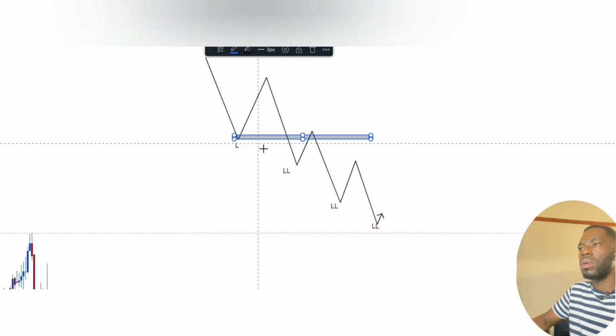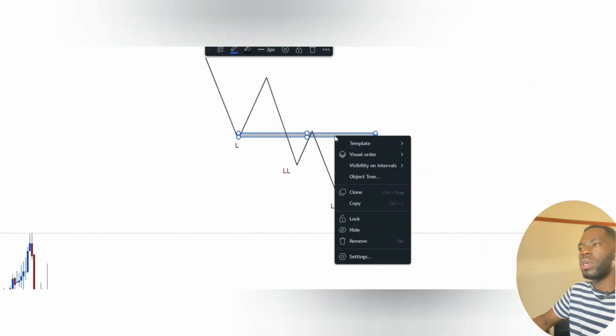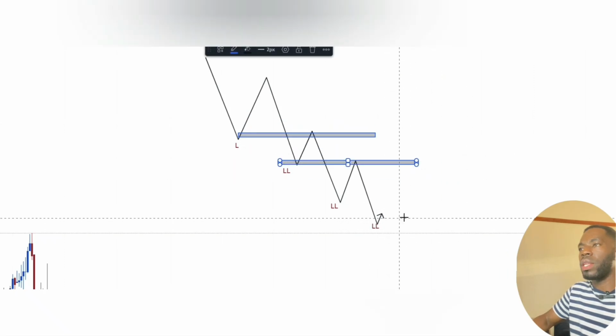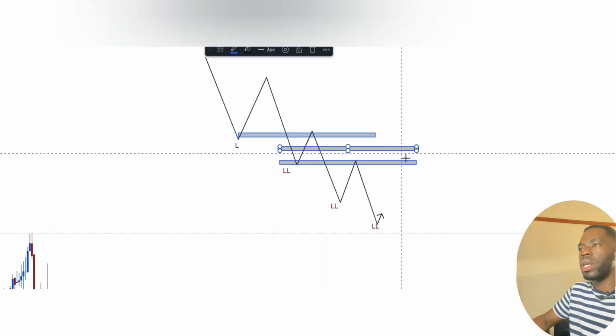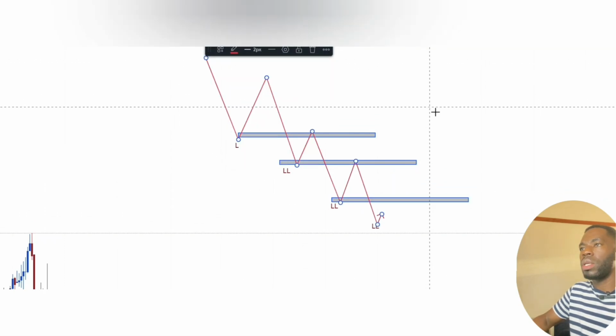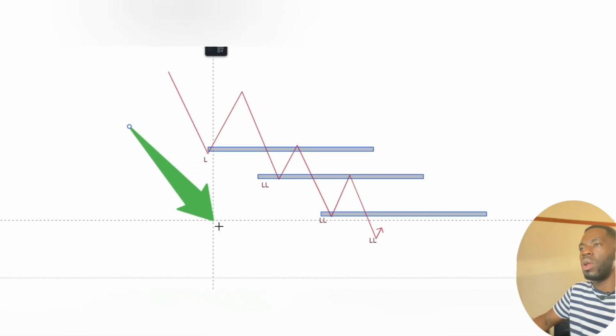I'll color code that black. So you have a break of structure here, and a break of structure to the downside here. And you have another break of structure here to the downside. So this is moving downwards in a downtrend. This has to be in a downtrend. It's forming lower lows and lower highs.